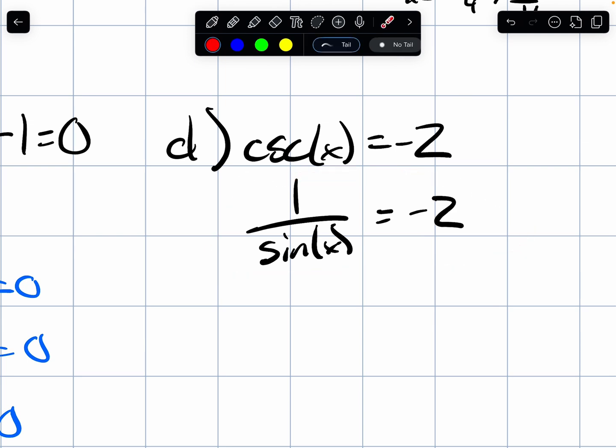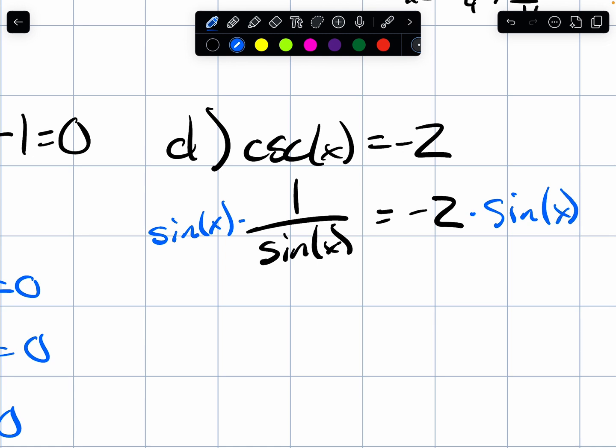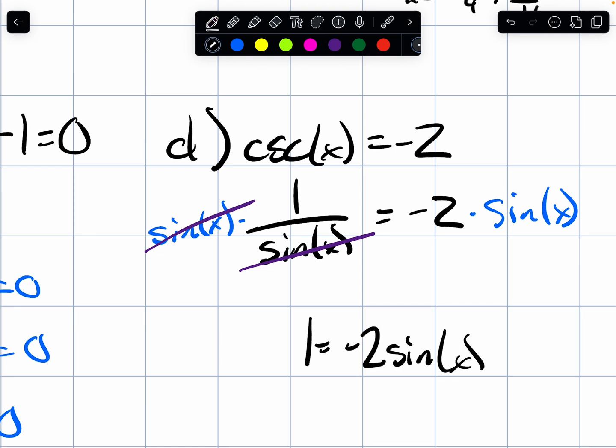What I need to do is get sine of x by itself, but first I need to get it out of the bottom of my equation. So I'm going to multiply sine of x on both sides. And what that's going to do is get that sine of x out of the bottom and onto the top. So just rewriting it, I got 1 is equal to negative 2 sine of x.